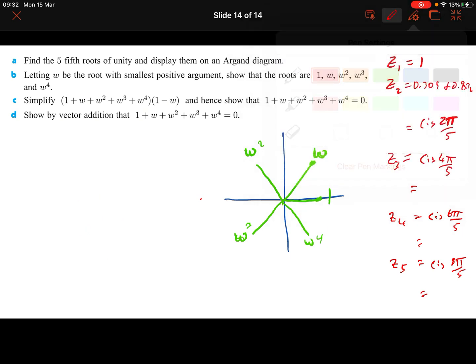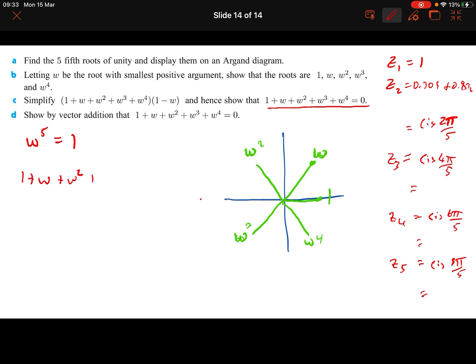Now, simplify those brackets there, and hence show that this is 0. Now remember what you were actually trying to find out in the first place. You're trying to solve this equation here. Now let's just expand and simplify 1 plus W plus W squared plus W cubed plus W to the 4 times 1 minus W. What do you get?